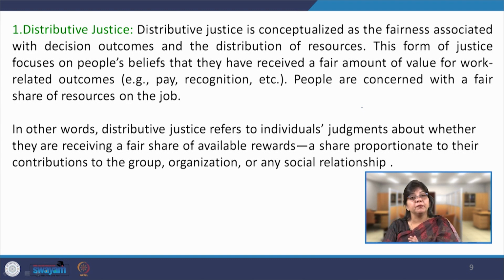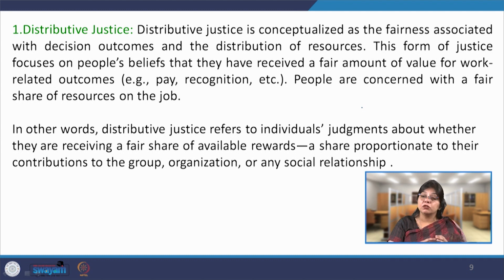Outcome will definitely be in terms of organizational profits, but it also has connotations to the reward that an employee must receive in proportion to the risk he has taken in performing the job. In other words, we can say that distributive justice refers to individuals' judgments about whether they are receiving a fair share of available rewards, that is, proportionate to their contributions to the group, organizations or any social relationship.